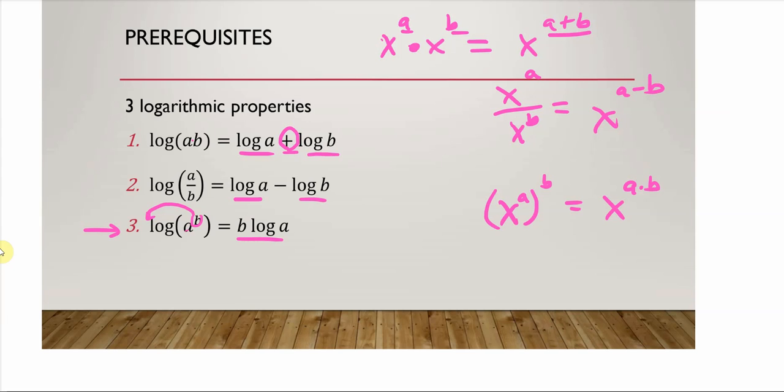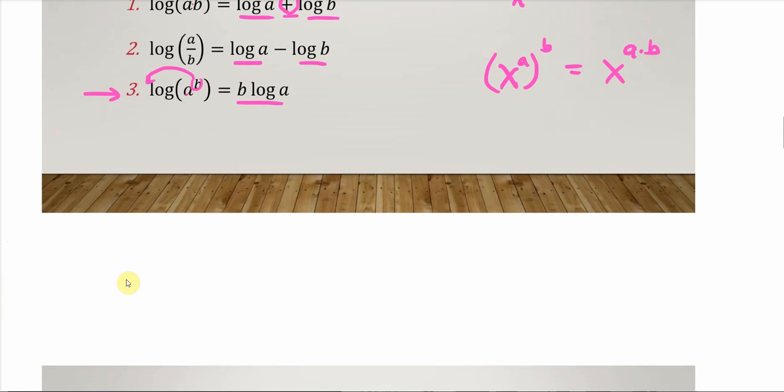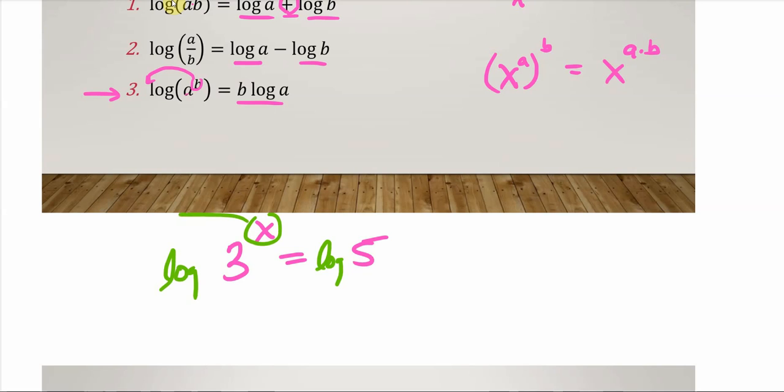Of the 3 of them, this is the best one because logs allow me to bring down powers. And you're saying, what do you mean by that? Let's pretend I gave you something like 3 to the x is equal to 5, and I said, solve for x. Well, the x is on top. How can I solve for it? Well, if I take the log of the left, then I'm allowed to take the log of the right. So by using property number 3, that's going to allow me to put that guy in the front.